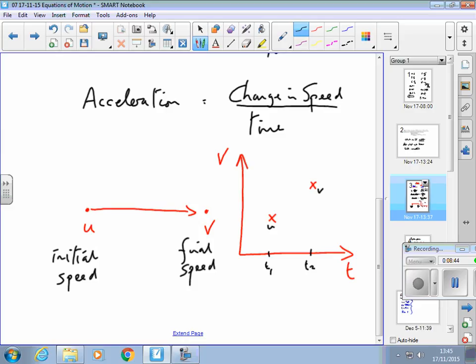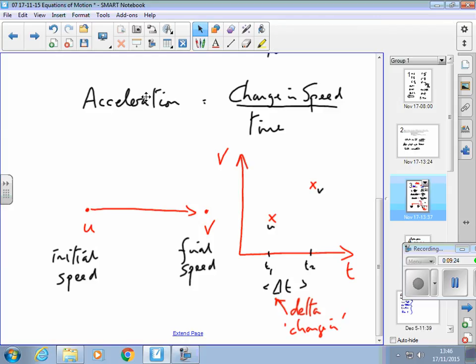Acceleration equals change in speed over time. So the difference between those two could be something called delta T, the change in time. That symbol there is the capital delta in the Greek alphabet, delta, and often used to represent change in. Delta, change in. And in this case, change in time, delta T.